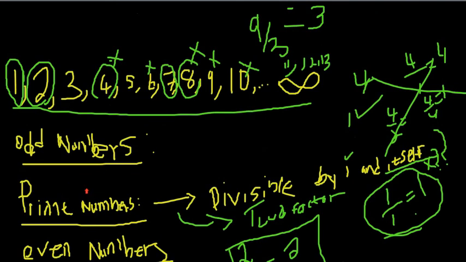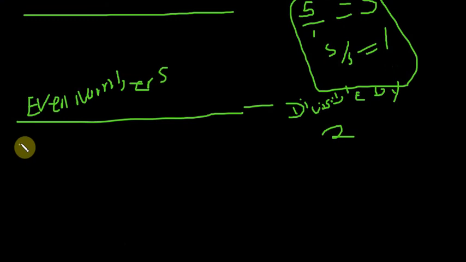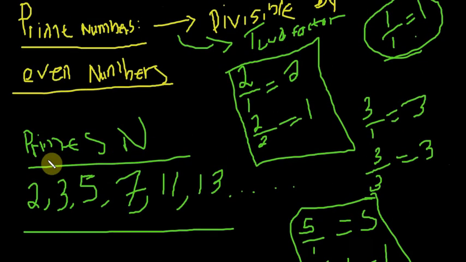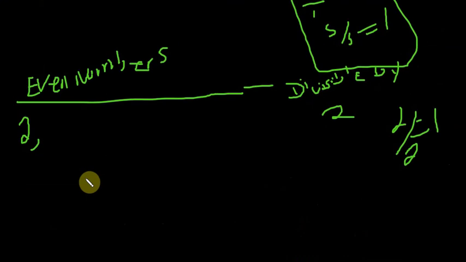For example, what about 1? No. From this list, 2 is an even number. Why do we say so? Because 2 divided by 2 gives us 1. So 2 is divisible by 2. Alright, what about 3? Nope. What about 4? Yes, 4 is an even number.